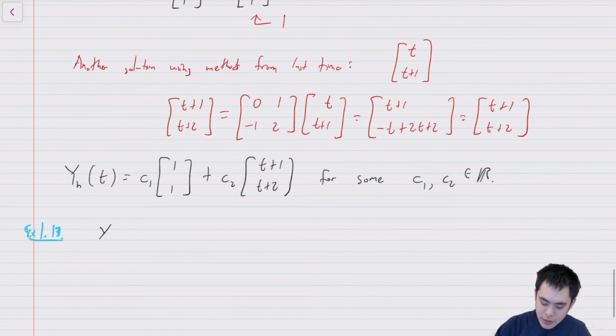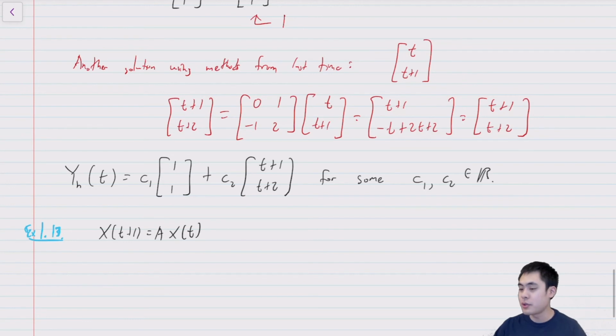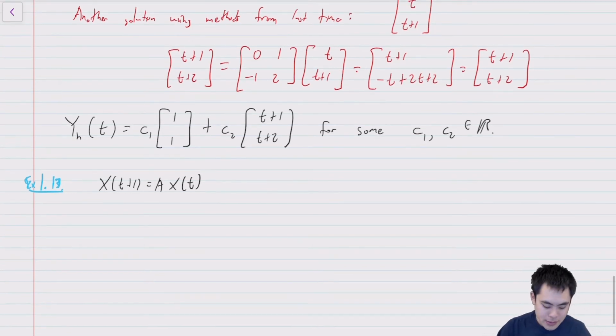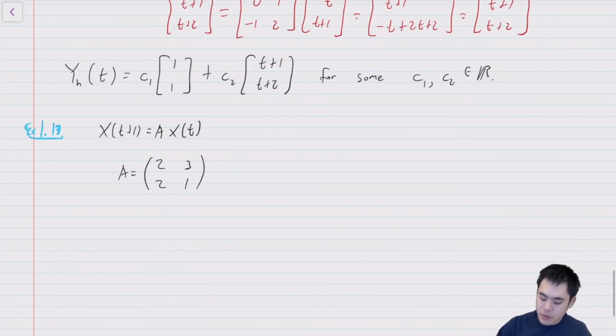So let's start with x of t plus 1 is equal to A x of t. We're just going to start with it in matrix form already, instead of having to convert it. Then A is equal to [[2, 3], [2, 1]]. And this is homogeneous, so we don't have to worry about particular solutions.